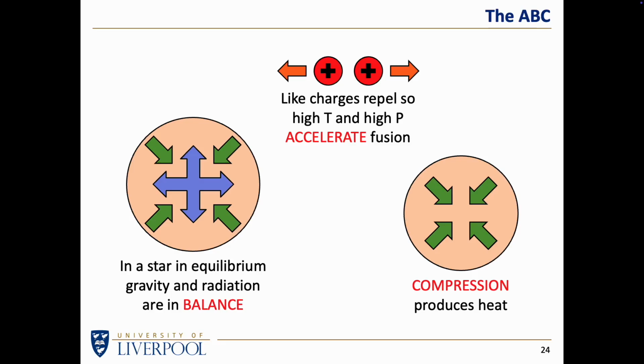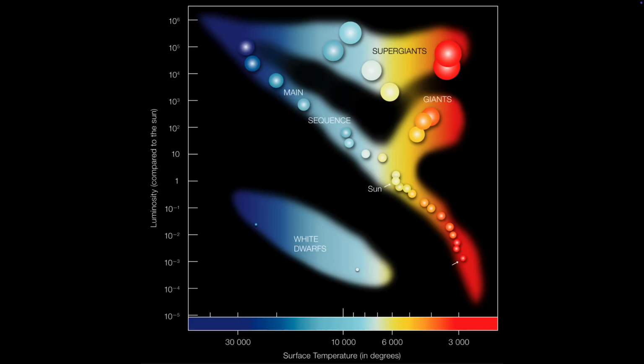So that ABC, as we'll see shortly in a few slides' time, actually can be used to understand how and why stars evolve. A for acceleration, B for balance, C for compression produces heat. Now, the actual details of that will depend on the mass of a star. Let's just remind ourselves that if we looked at a classification of stars where we classify them by the luminosity on a vertical scale here and the surface temperature on the horizontal scale, from cool on the right to warm on the left, we can classify essentially all the stars that we can see.